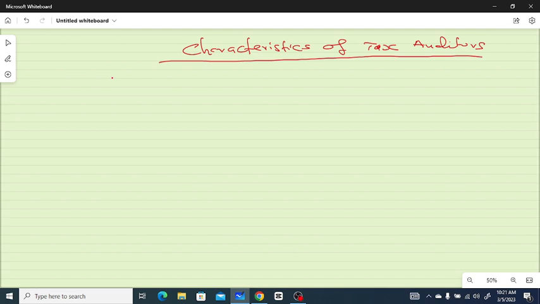Good evening, class. Today we are going to look at the characteristics of tax auditors. There are some characteristics that tax auditors must possess, some features that tax auditors must have before you conduct the tax audit. One, tax auditors must have good knowledge of tax law.